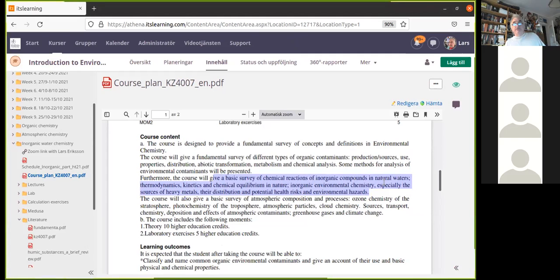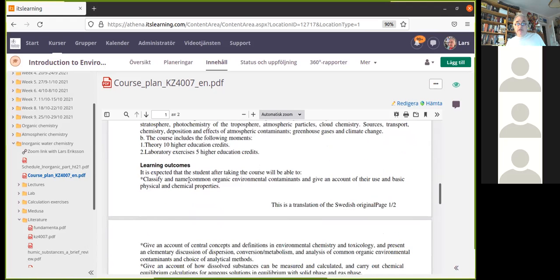I mean, it's easy to say chemical reactions of inorganic compounds, which is a lifelong task to study more or less. But we will look at carbon dioxide and a few other things, metal ions, and look at the chemical equilibria that are present in natural waters. Sources of heavy metals. What is a heavy metal?